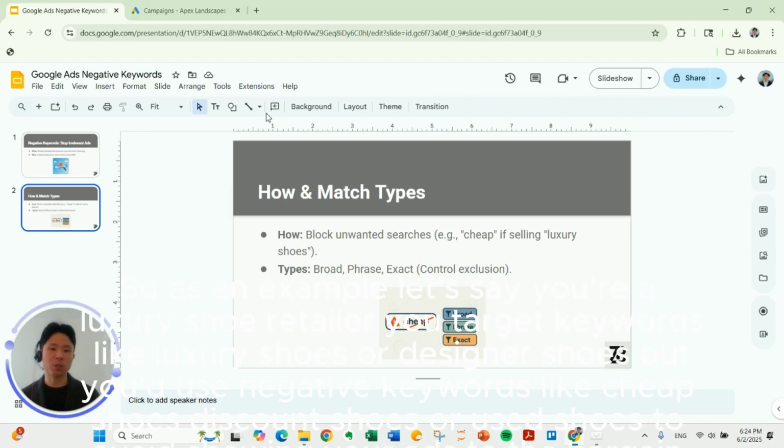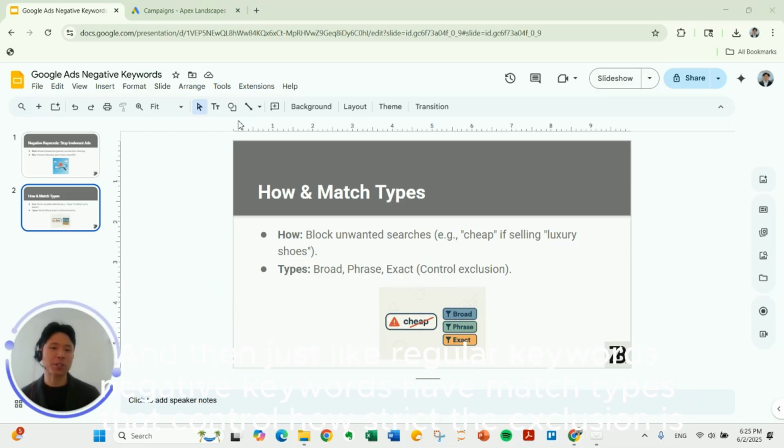So as an example, let's say you're a luxury shoe retailer. You'd target keywords like luxury shoes or designer shoes, but you'd use negative keywords like cheap shoes, discount shoes, or used shoes to avoid showing your ads to the bargain hunters out there.